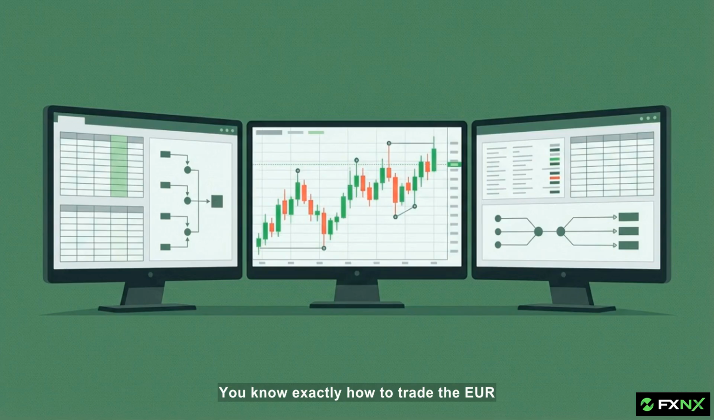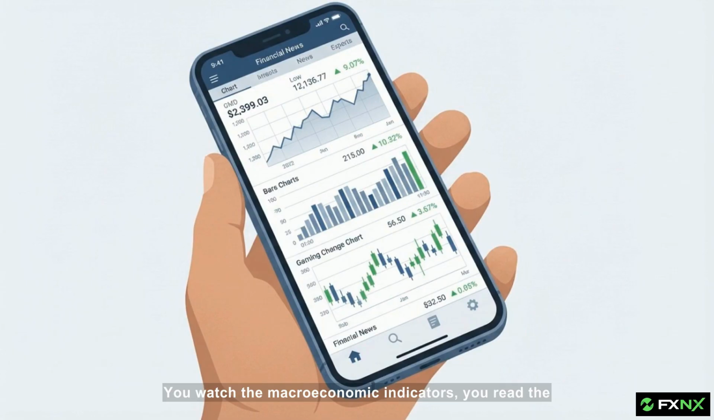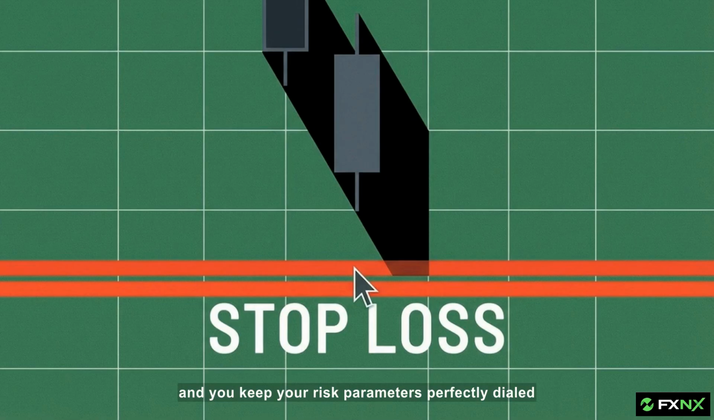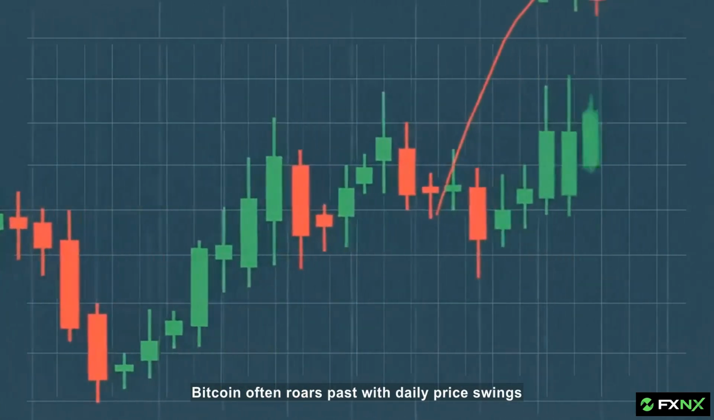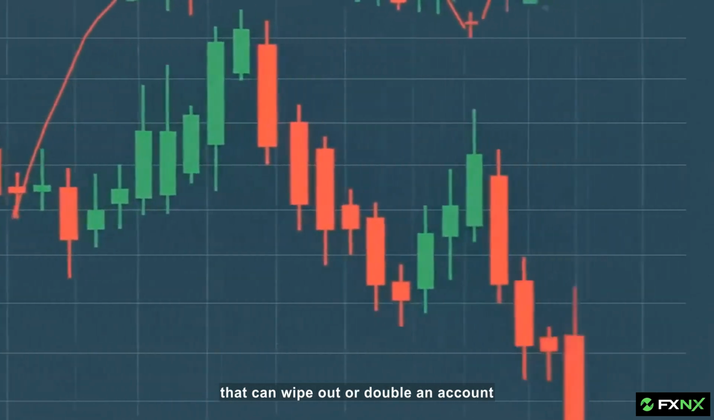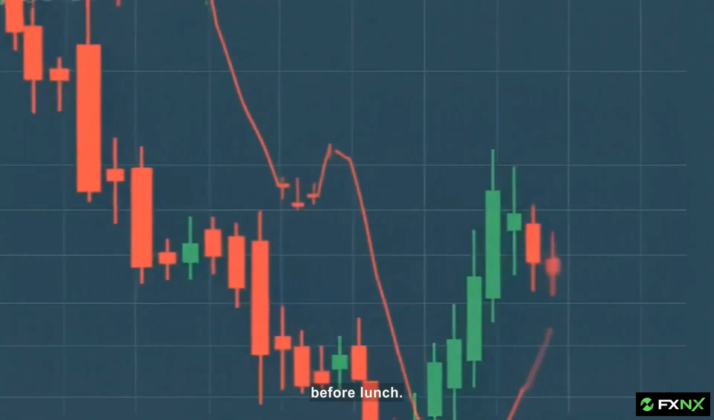Exactly how to trade the EUR/USD. EUR/USD is the currency pair representing the exchange rate between the euro and the US dollar. You watch the macroeconomic indicators, you read the central bank minutes, and you keep your risk parameters perfectly dialed in. Then there is Bitcoin. While traditional financial markets cruise at a steady, predictable pace, Bitcoin often roars past with daily price swings that can wipe out or double an account before lunch.